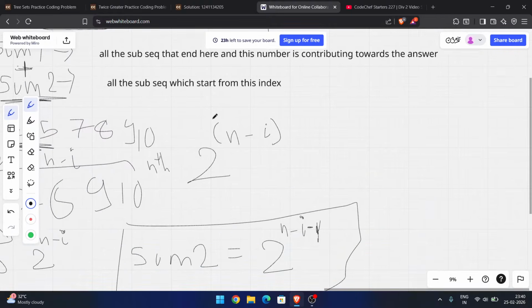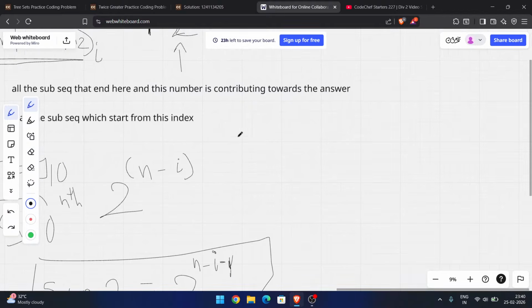So how can we find that? Let's suppose we are at number 1. Now I know all the subsequences ending here. I don't care whether they give me the answer or not. I just care about how many subsequences end here, meaning I have chosen this number.